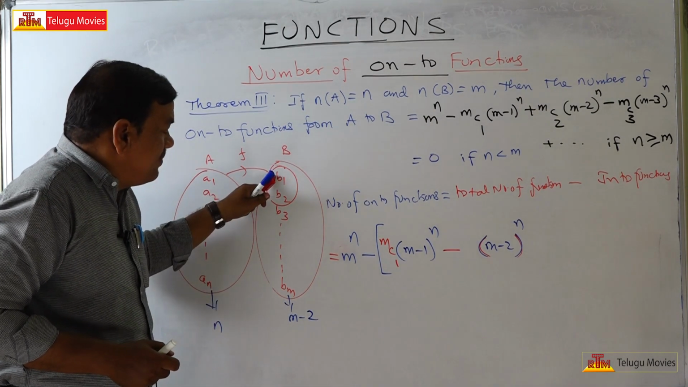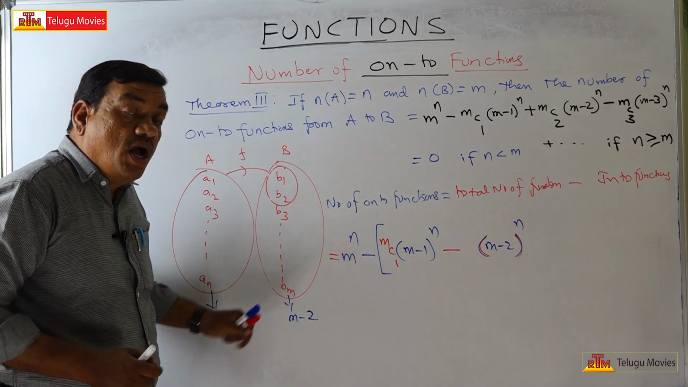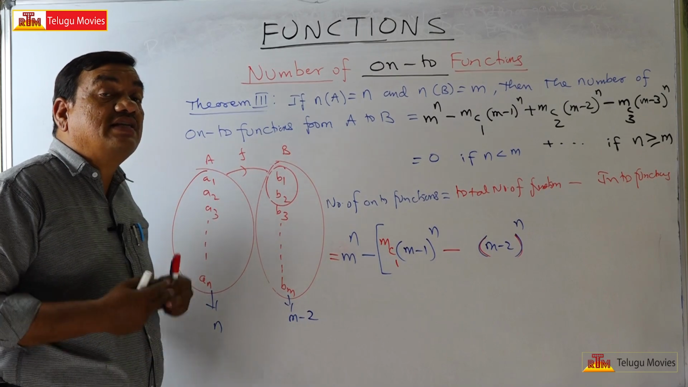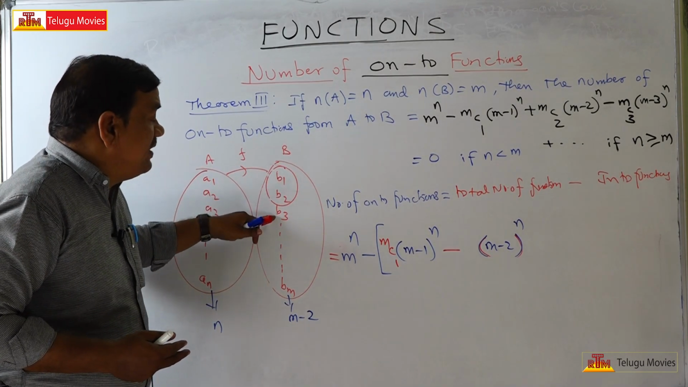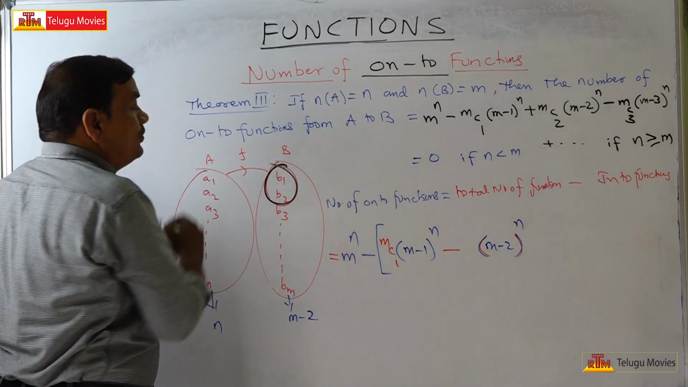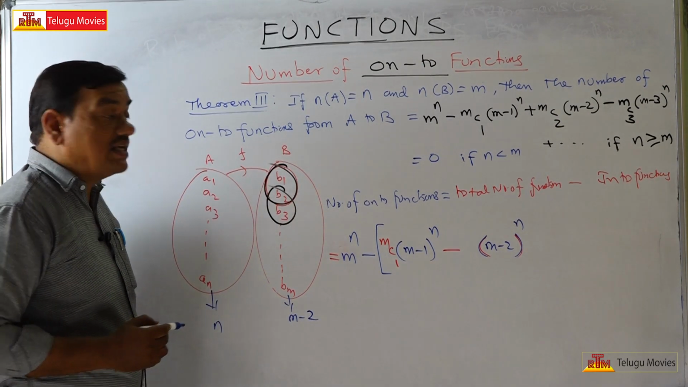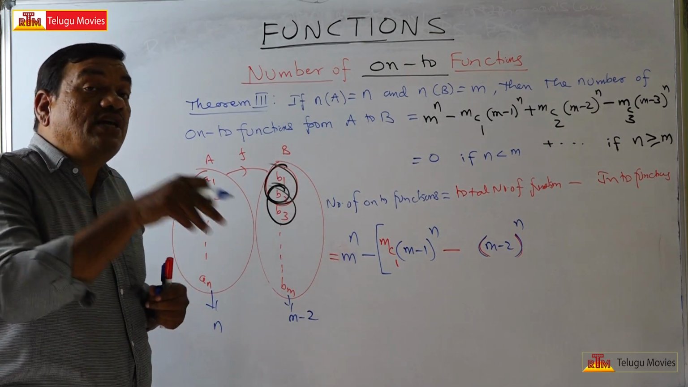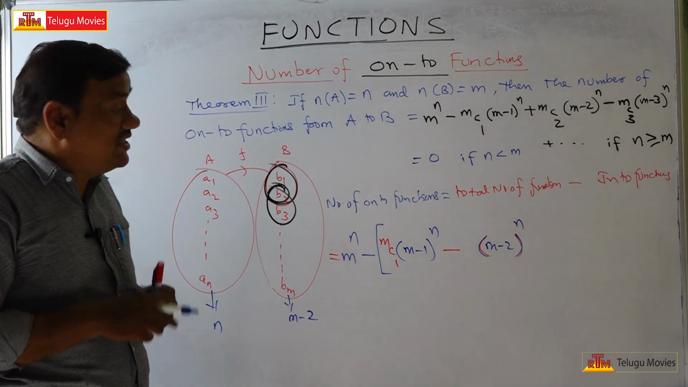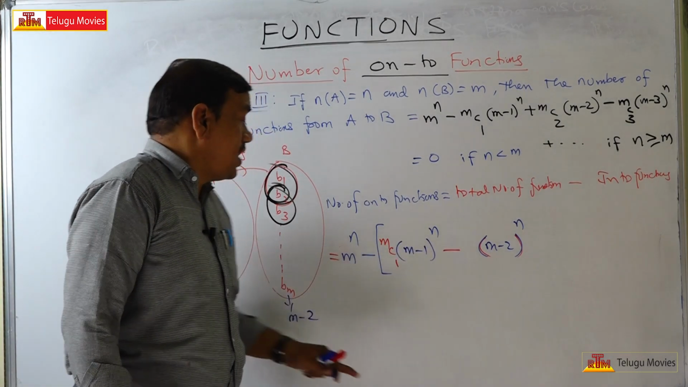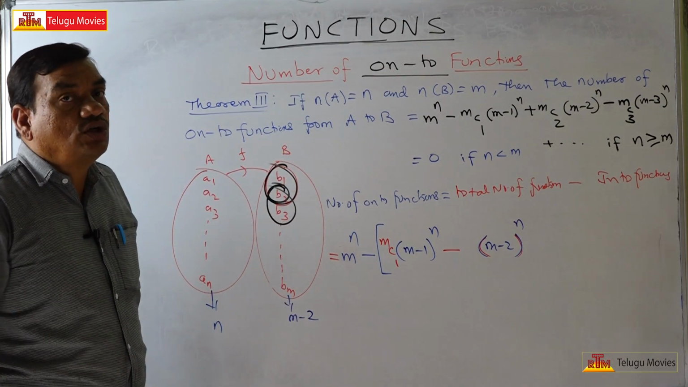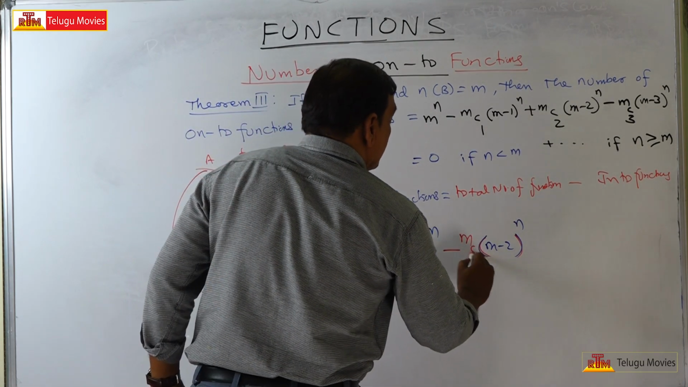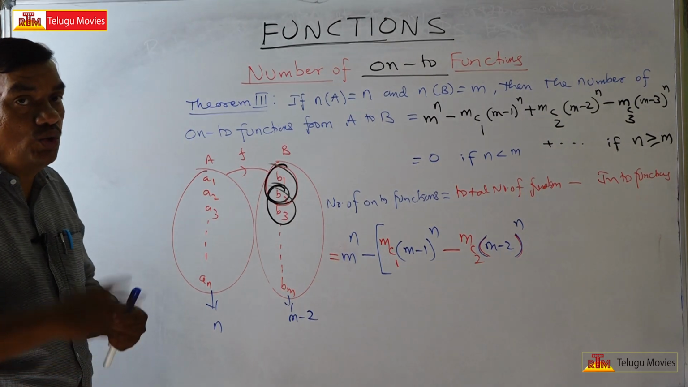Out of all these B1, B2, B3, B4, up to Bm, how many ways can you select B1 and B2? B2, B3 also you can select. That means you are selecting B2 two times, no? That's why the principle of inclusion comes here. Understand this? So that is MC1. Here, out of all these m elements, you have to select two elements. This can be done in MC2 ways. Okay, two elements.